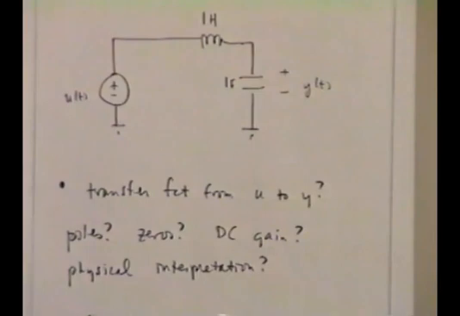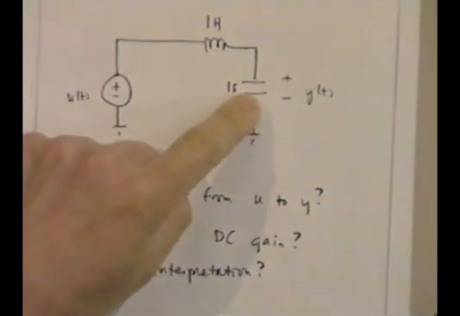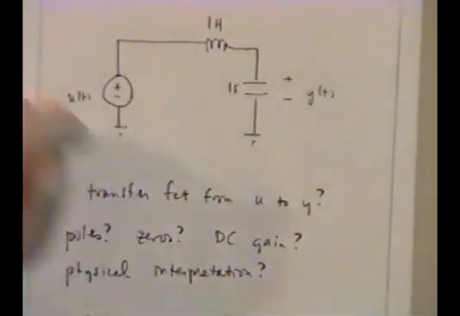Does that make sense here? Sure. Because if everything were static, then for sure the inductor is just a wire and the capacitor is just an open circuit, and the transfer function from here to here would be 1. So again, that makes perfect sense.